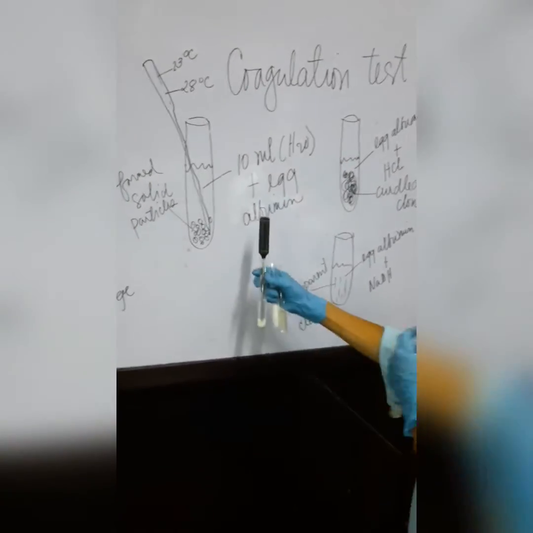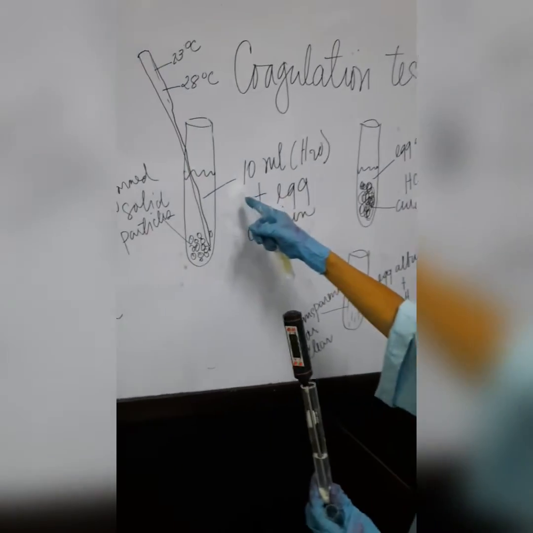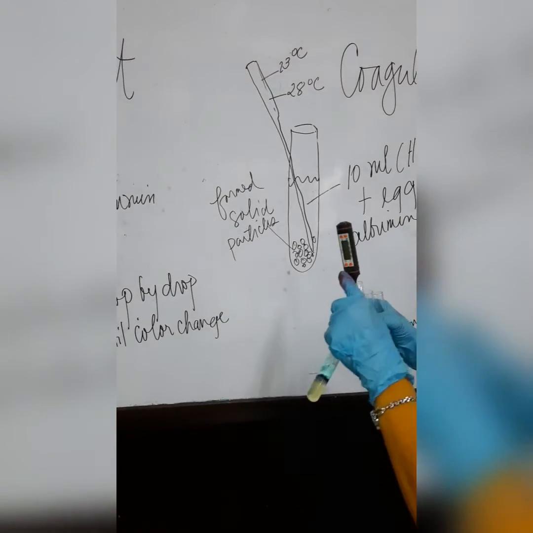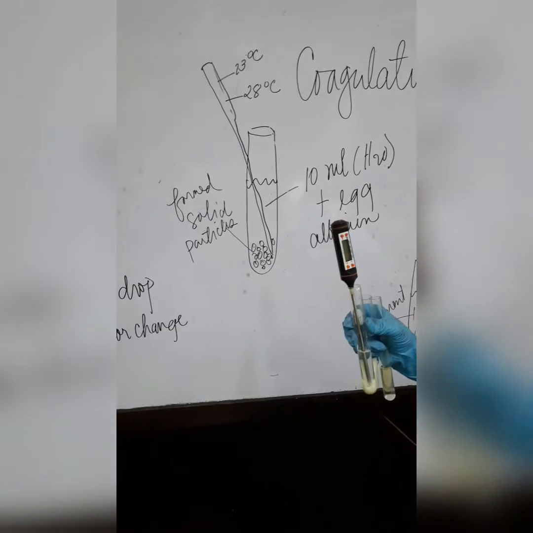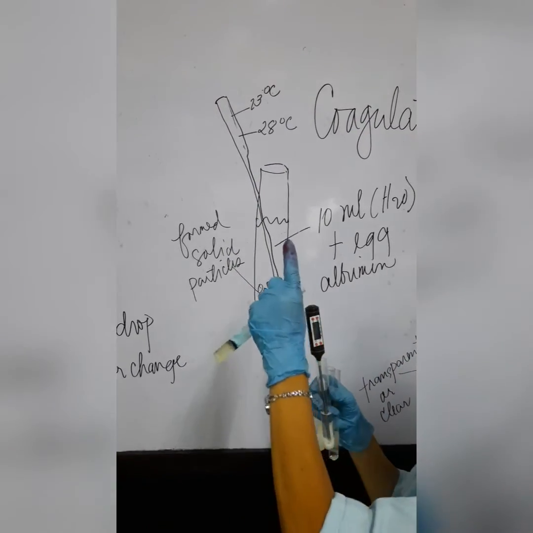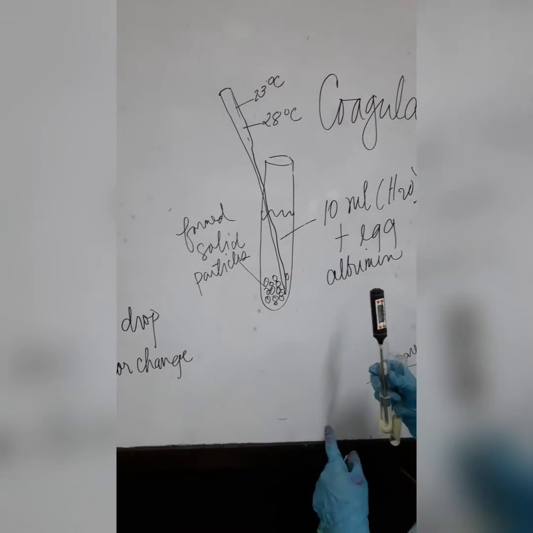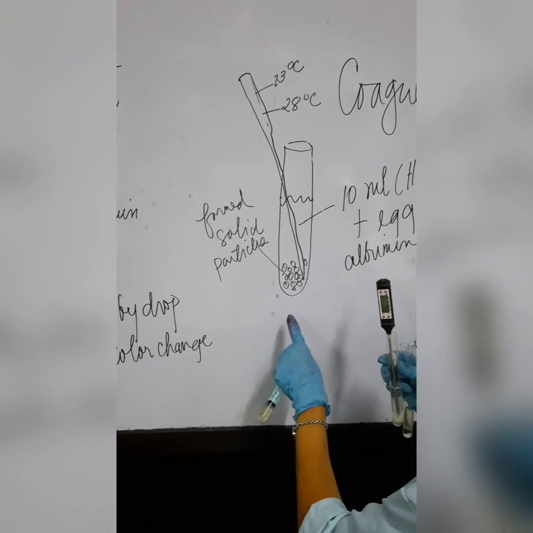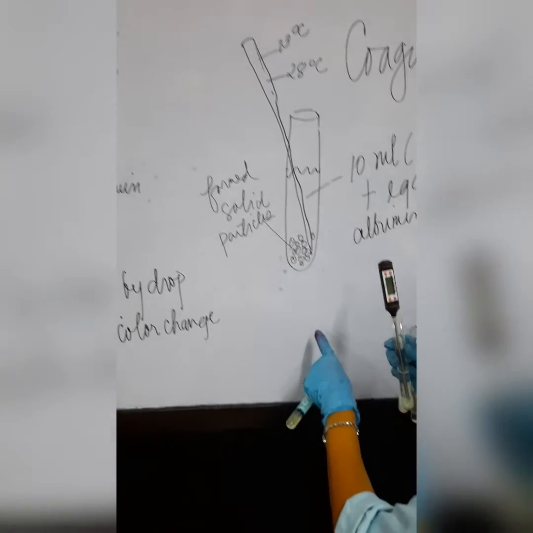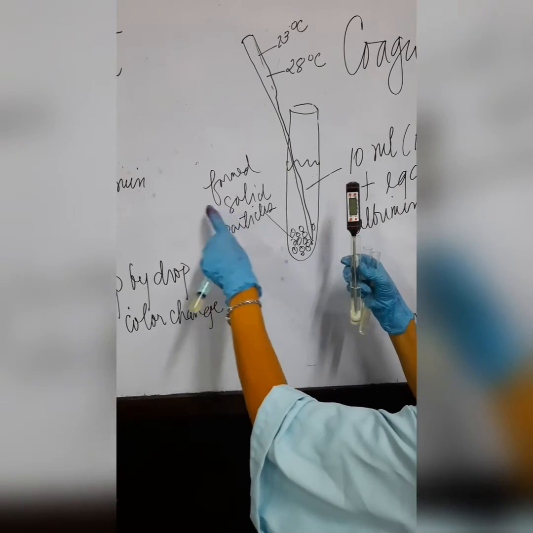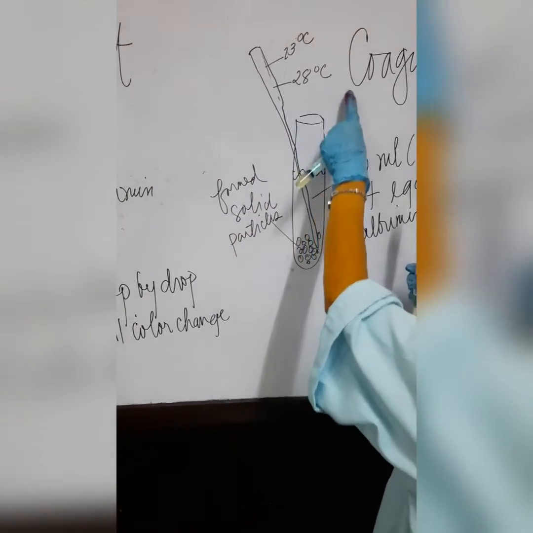Now for the coagulation test, in a test tube, I placed 10 ml of water plus egg albumin, and then I inserted a thermometer. When I inserted the thermometer, it read 23 degrees centigrade, and the thermometer did not touch the bottom. Then we heated this over an alcohol lamp, and we observed that solid particles formed at 28 degrees centigrade.